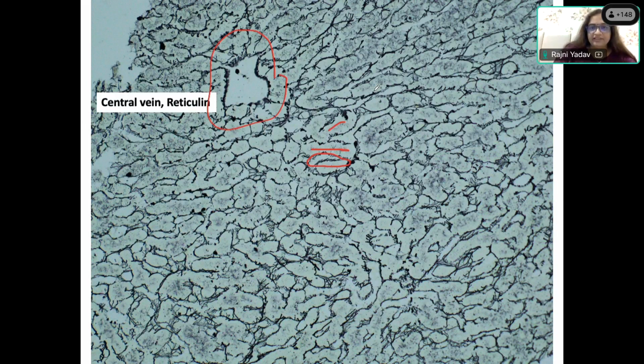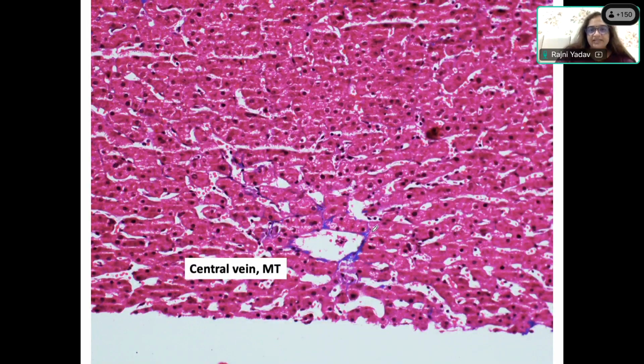If there is a problem, in both acute and chronic diseases, the reticulin framework will be altered. You will have condensation of the fibers. So this is the normal reticulin framework, where the fibers are not parallel to each other, but are around the cords of the hepatocytes. And you can appreciate the thickness also, mostly here we have a 1 cell plate thickness of the hepatocytes. Now this is a Masson's trichrome.